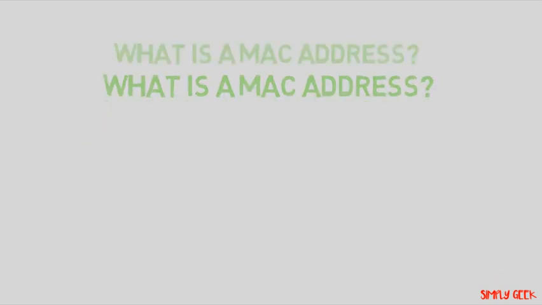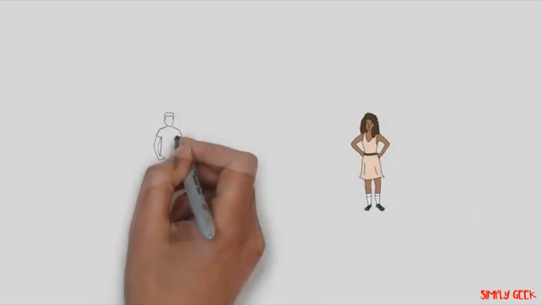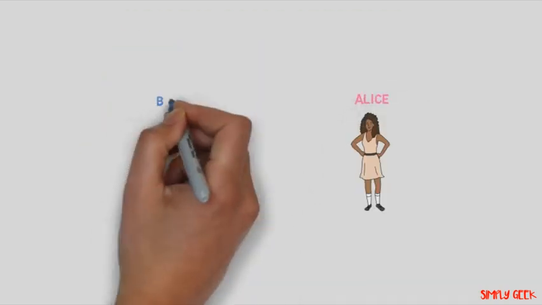Let us look at what is an IP address and what is a MAC address. To explain this, let me introduce two characters, Alice and Bob. Here, the names Alice and Bob are like the IP address of a computer, and the fact that Alice is a woman and Bob is a man are like the MAC address of a computer. It is unique and can never be changed, nor can it be the same.